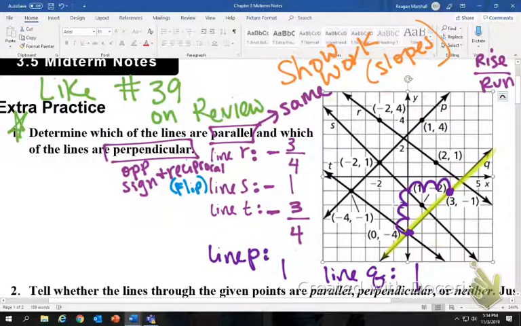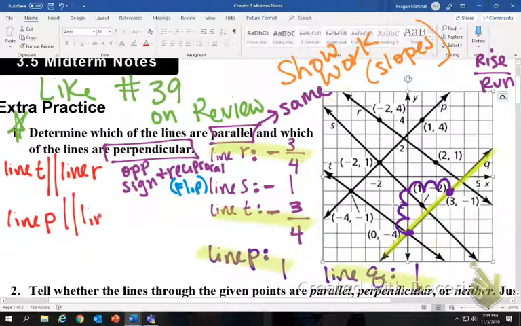So let's find which ones are parallel. Parallel will have the same exact slope. So it looks like line T and line R have the same, so we'll start there. Line T is parallel to line R. And then it also looks like P and Q. So line P is parallel to line Q. Okay, so that's what we got going there.